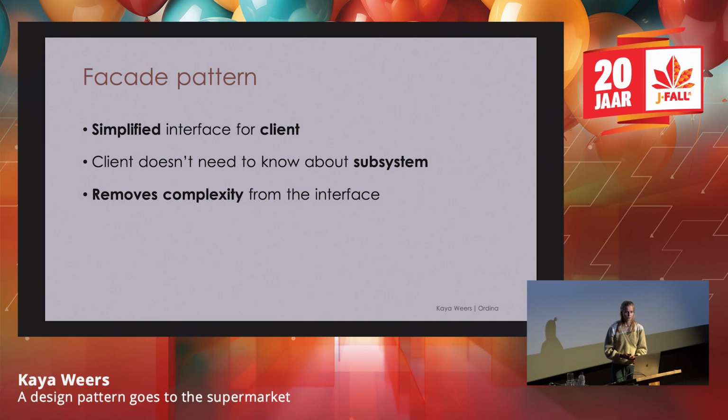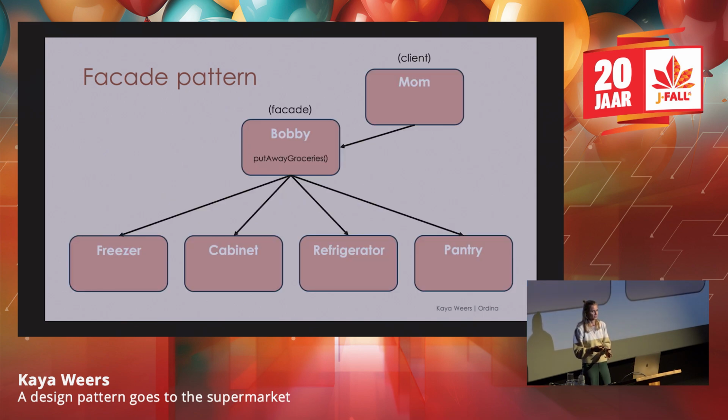And this removes a lot of complexity for the interface, because what if mom had to say, okay, I want you to put the milk in the fridge. I want you to put this, and I want you to do that, and I want you to filter on the date. That would be really complex and a lot of information for the client. So you'll store that in the facade. And in this case, the facade is Bobby.